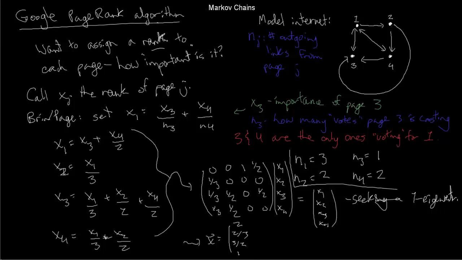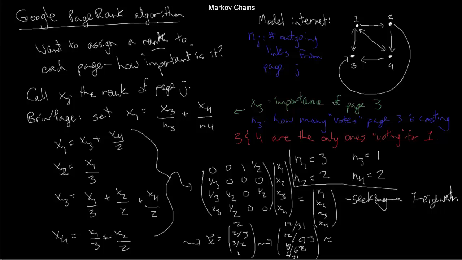So you can find a 1 eigenvector for this matrix. It's 2, 2/3, 3/2, 1. And if you want, you can scale that to be a probability vector. But the point is that the largest number on here is the most important page, and the smallest number is the least important page, according to this particular ranking algorithm.